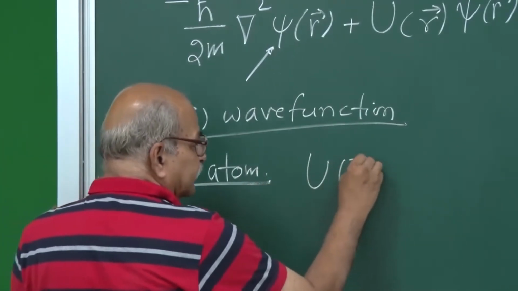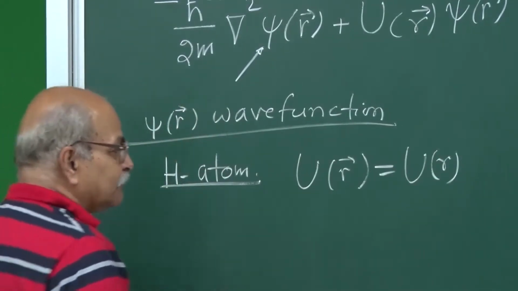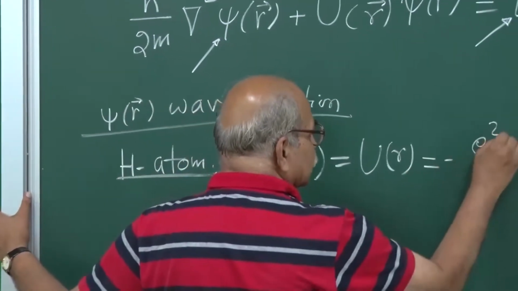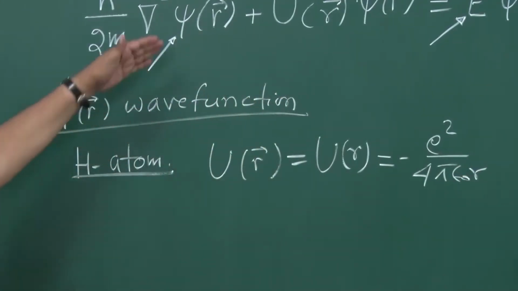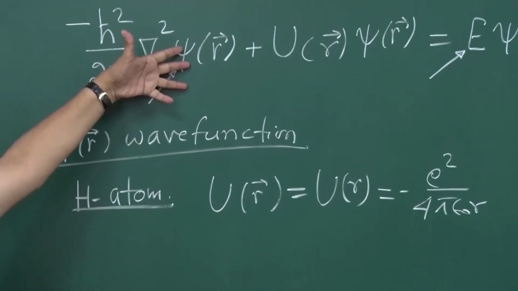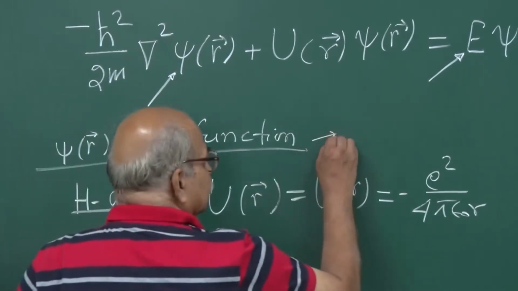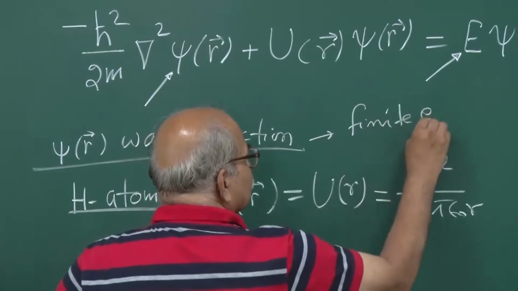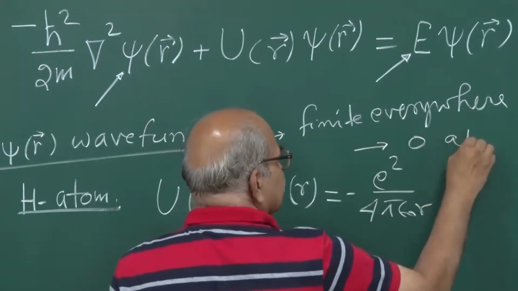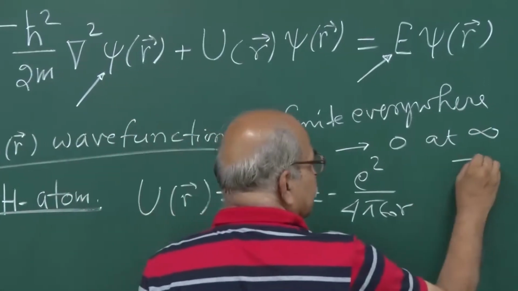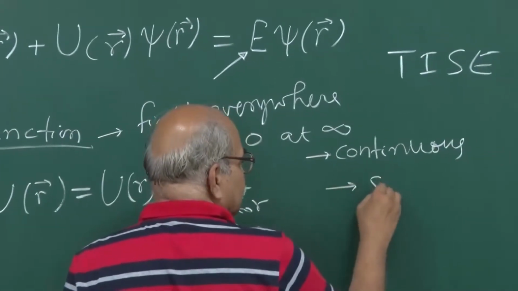where u of r only depends on the distance from the origin, from that nucleus, from the proton, and that is minus e square over 4 pi epsilon naught r. So for hydrogen atom, if you solve this equation, and remember you have to follow the boundary conditions, that this psi, this wave function has to be finite everywhere, all those boundary conditions. Then it should go to 0 at infinite distance from the origin, it has to be continuous, all those conditions are there, and then it has to be square integrable.